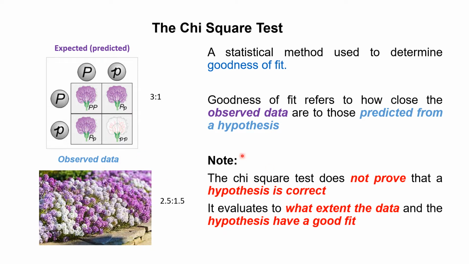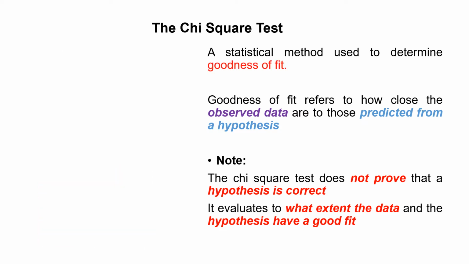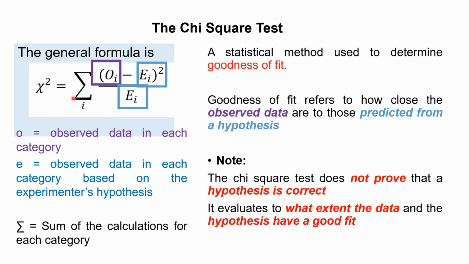Remember that the chi-square test does not prove that the hypothesis is correct. It evaluates to what extent the data and the hypothesis have a good fit. Okay, so that is very important that you remember.